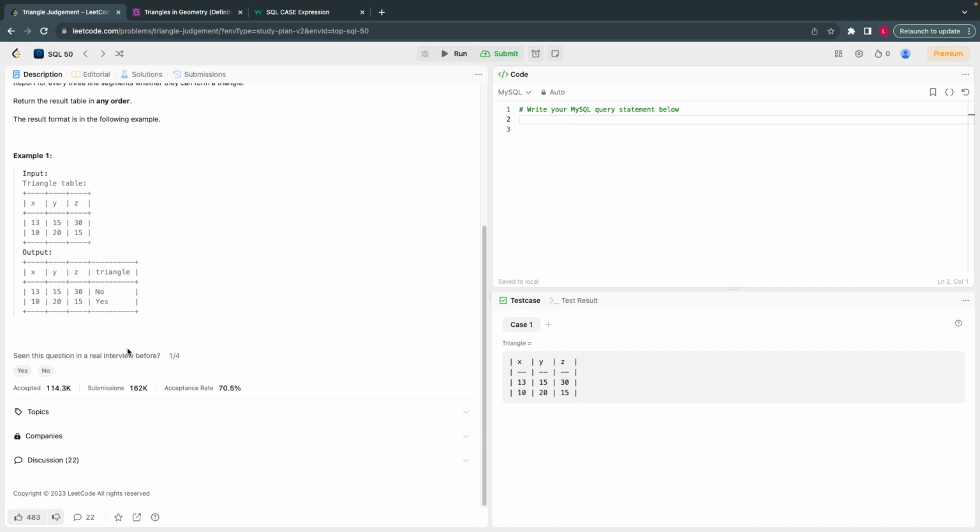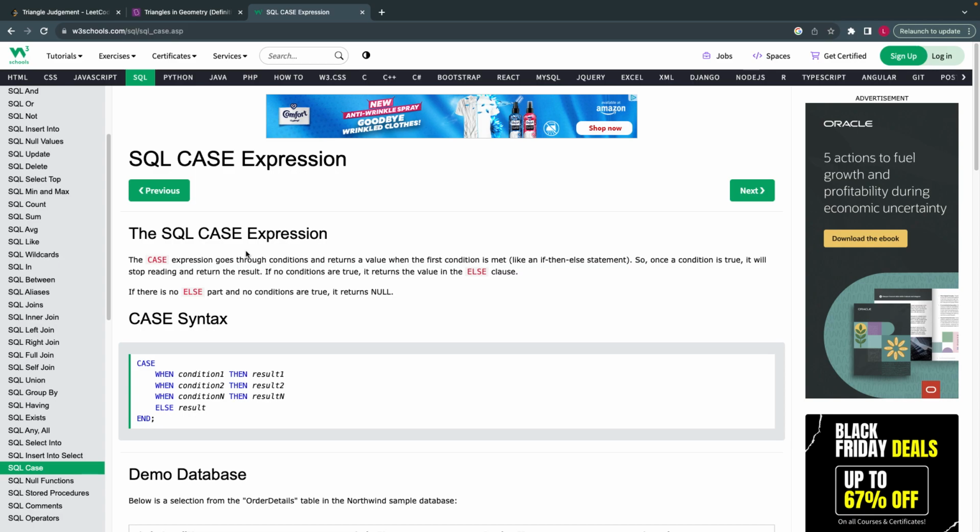How do I write it? I'll combine these using an if else statement, like a case statement. A case statement is like an if else statement. I'll check condition one, x plus y is greater than z or not, and x plus z is greater than y, and so on and so forth. I'll add all three conditions. If all three conditions are met, then it is a triangle. If not, it is not a triangle. I use this like an if else condition, if you know a programming language. Similar to that, we have a case statement.